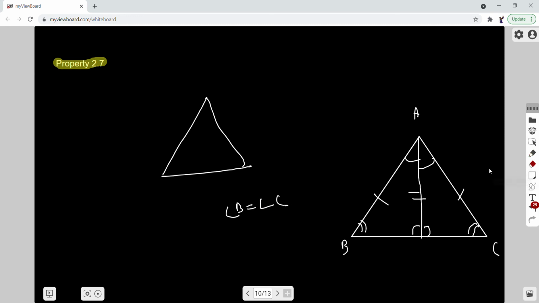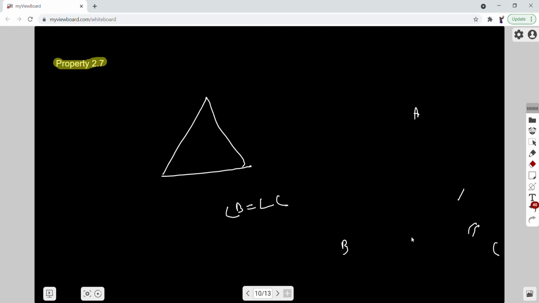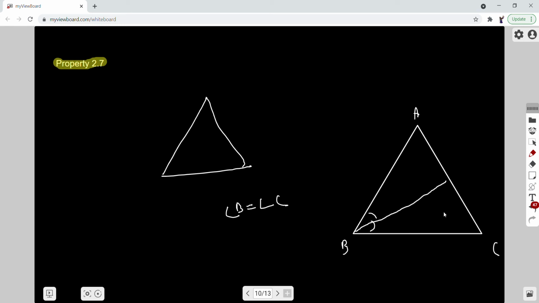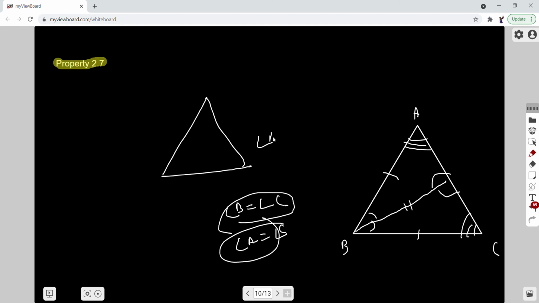Now I'm going to draw another triangle, meaning the same triangle. Now I'll draw the angle bisector here, and these two angles are equal. This is perpendicular, this is common, this side equals this side, and again we get this angle equals this angle. We get angle A equals angle C, and here we got angle B equals angle C. So we have angle A equals angle B equals angle C in an equilateral triangle.